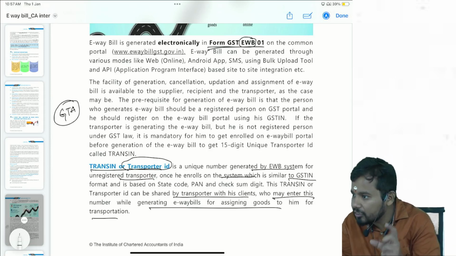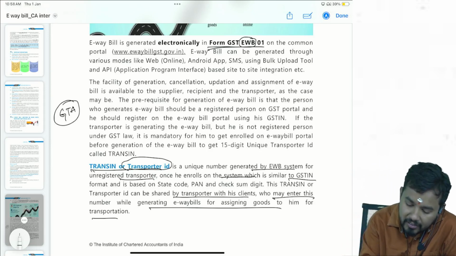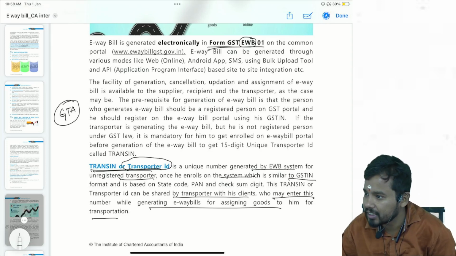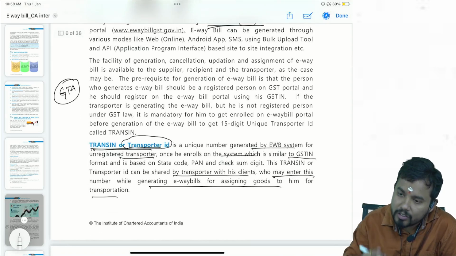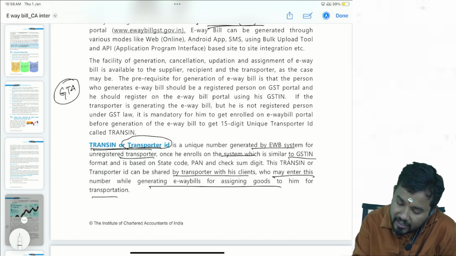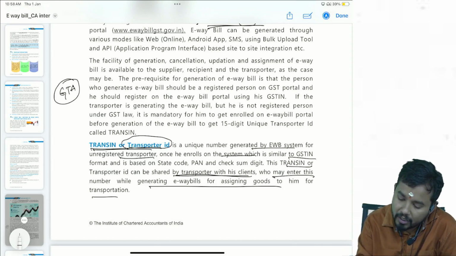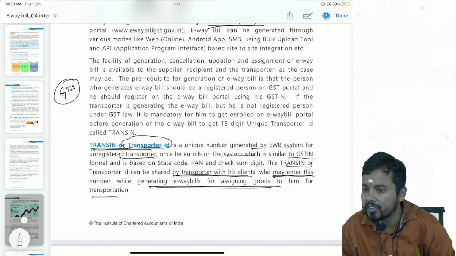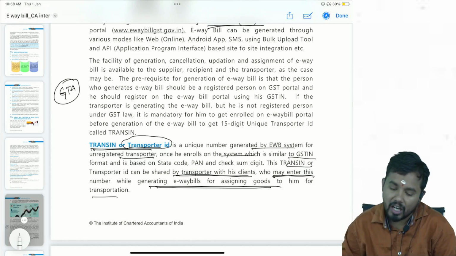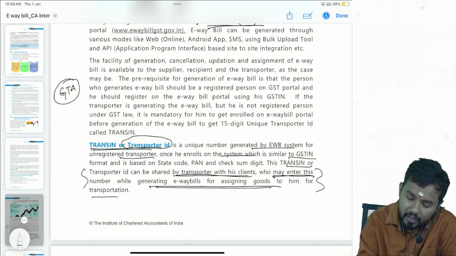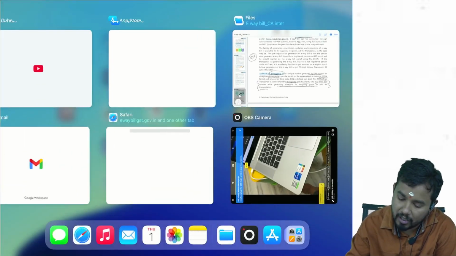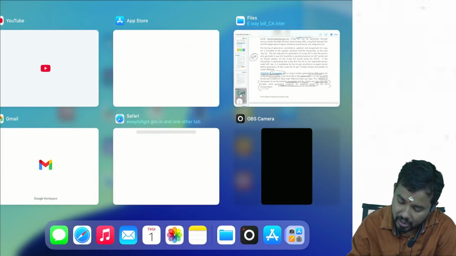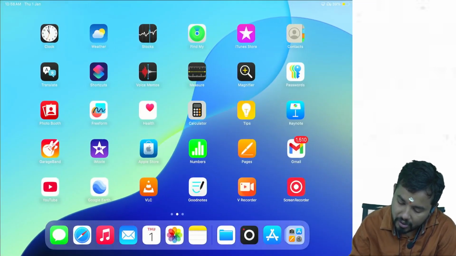But some unique ID should be there, no? So that unique ID is called the trans-in or transporter ID. So what is the use of this transporter ID? This transporter ID can be shared by the transporter with his clients, who may enter this number while generating E-way bill for assigning goods to him for transportation. Now, to make you understand this point, I have to give you an introduction about EWB01 form. Let me discuss that concept once so that you will get good clarity.